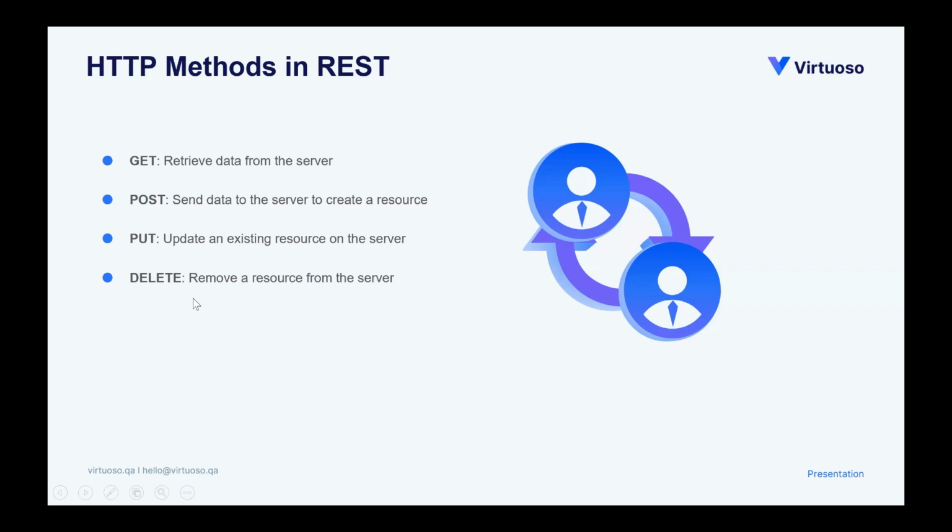Then we have DELETE. These are the standard, most widely used methods. The last one I will be discussing is DELETE, which is used to remove a resource from a server. We are going to talk about this in detail when we are doing hands-on on the API. When we are doing hands-on on Virtuoso, I'll be demonstrating these four methods for you in about 2 to 3 minutes from now.